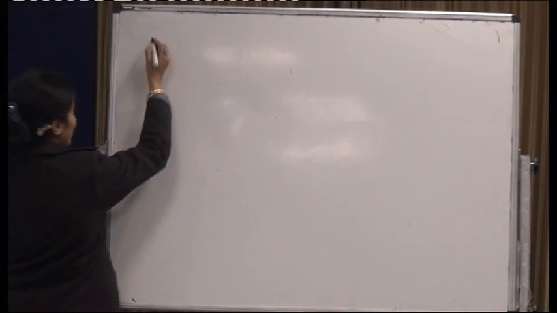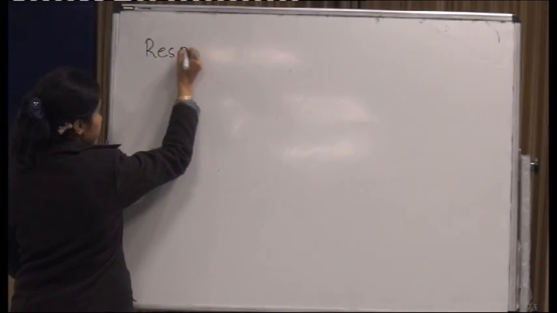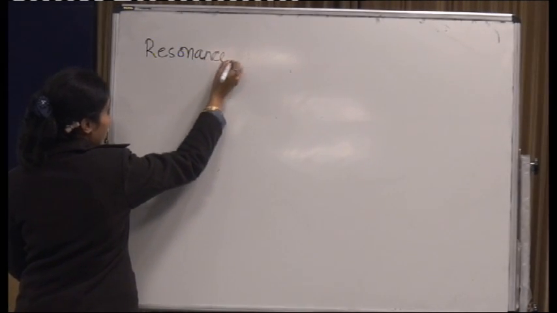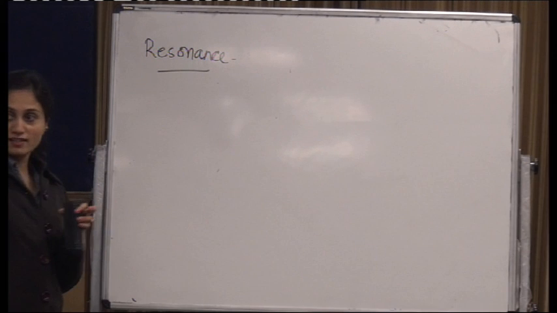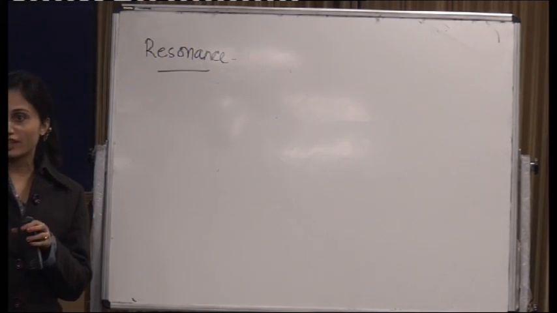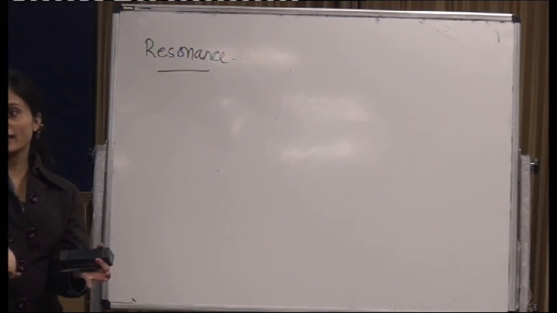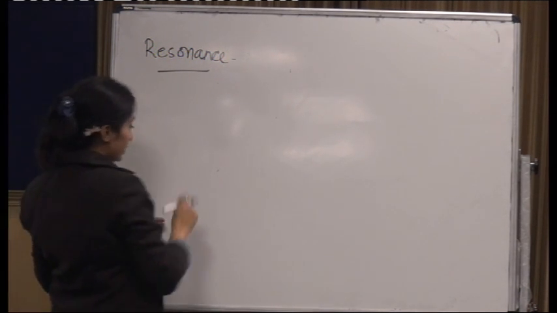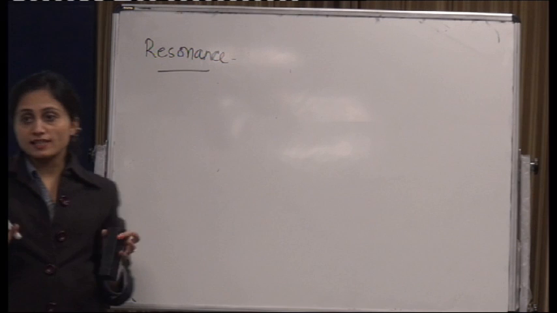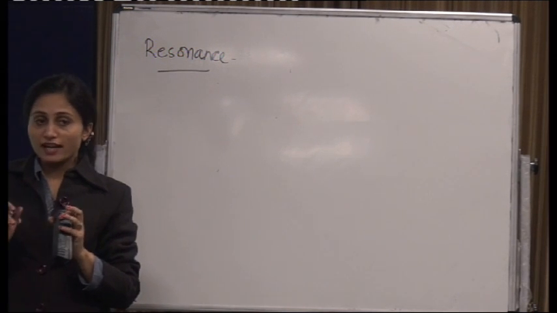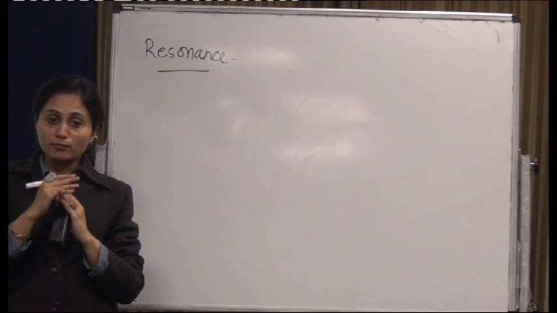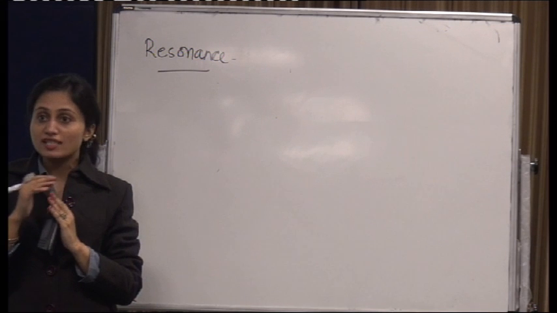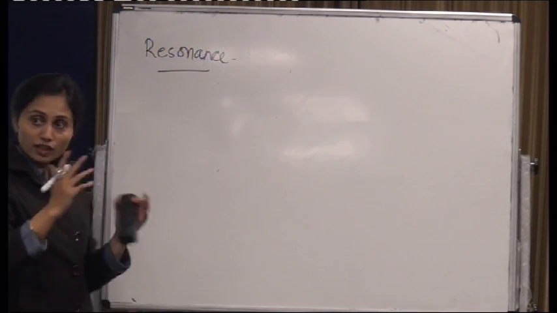One was the topic of resonance, and somebody had asked the doubt of carbonate, if you remember, in the very first class. So we had taken it up then and there itself. What is resonance? It gives you some kind of canonical forms of structures which are similar, and none of the structures is actually true. You have a combined structure.